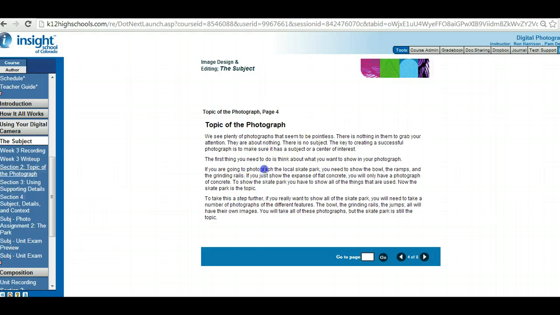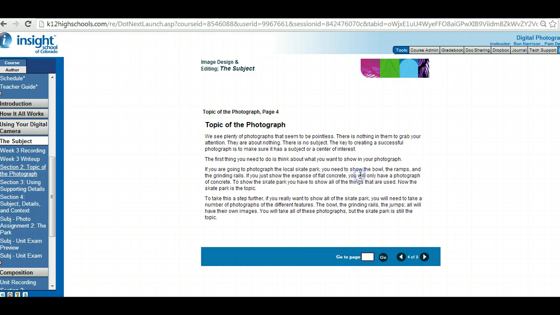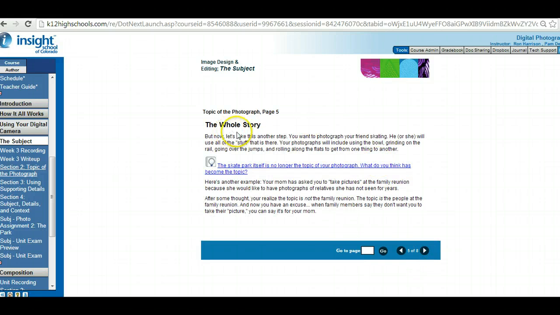If you're going to photograph a local skate park, you need to show the bowl, the ramps, the grinding walls, right? If you just show the flat concrete, that really doesn't give you any topic or subject. If you really want to show all the skate park, you can take a bunch of photographs showing different features, right? So the skate park will end up being the topic, the subject, but then you have different pictures that can show that subject. So the whole story.